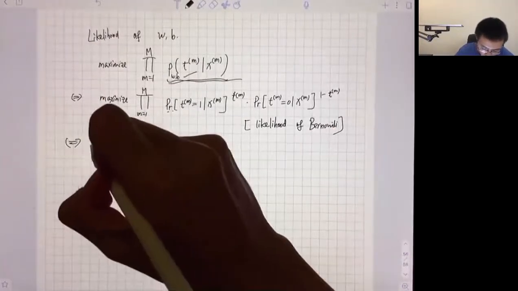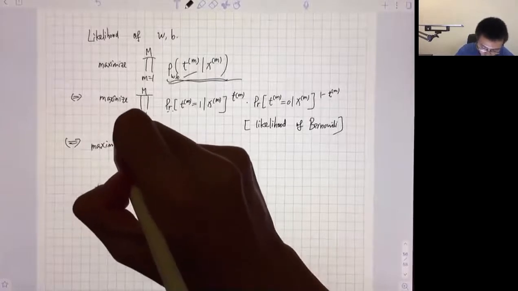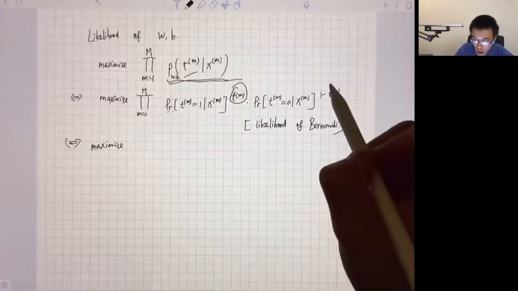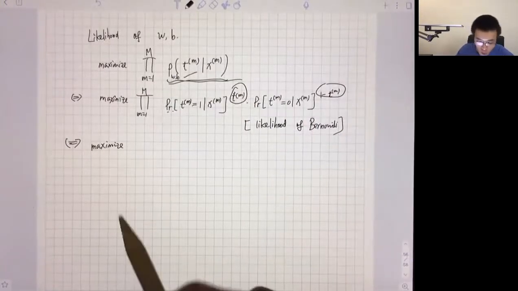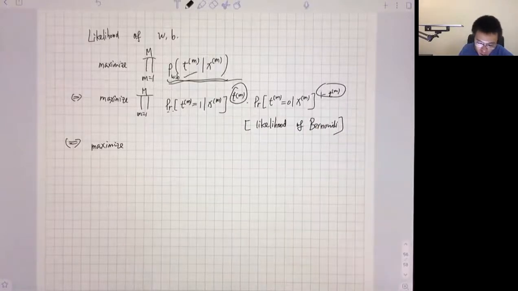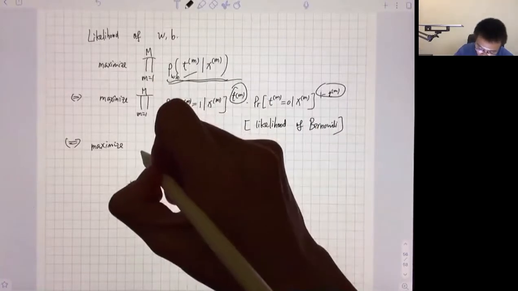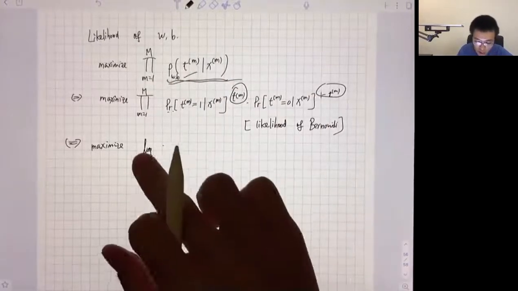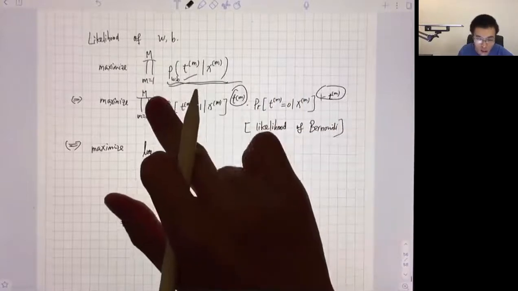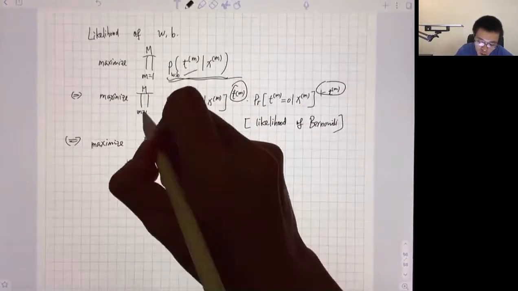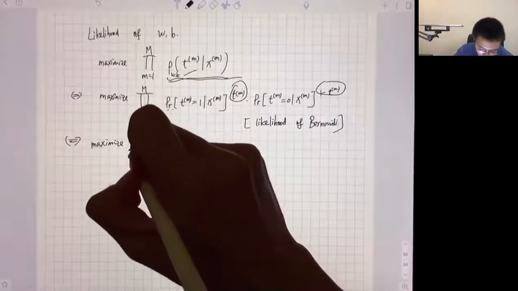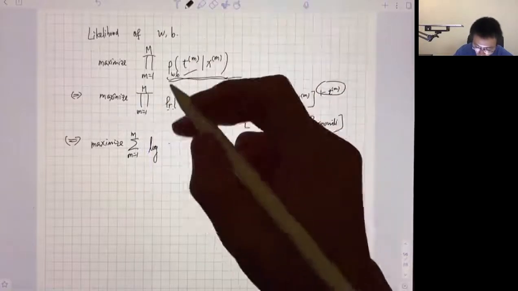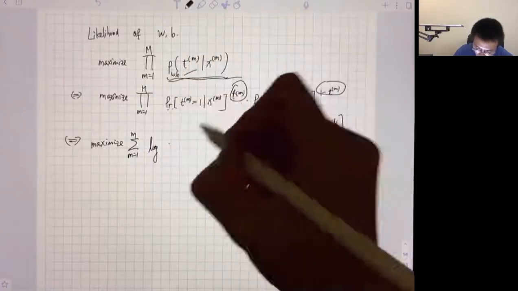This is equivalent to what I would like to maximize. If you have something in the power, it's not very convenient. So why not maximize the log of the product? Because if I take the log, then the power goes to a factor, and then I can interchange the order of log and sum. I say sum over 1 up to m, log of this term.